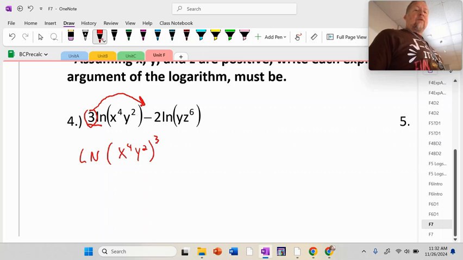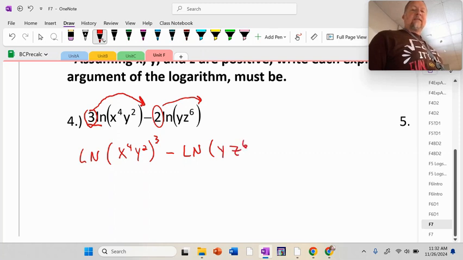You got to admit. What am I supposed to do with this 2, everyone? Make it, ooh, look at this. Okay, I guess I'll keep it, and then we'll do that. Minus ln of the square root of y z to the 6th, squared.